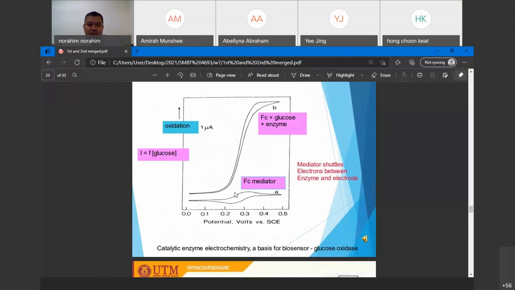Okay, here there is ferrocene only, and this one is ferrocene plus glucose. So you have different kinds of signals here. This is just trying to tell you that electrons are being shuttled or transferred when you use ferrocene as a mediator. That's the main point.